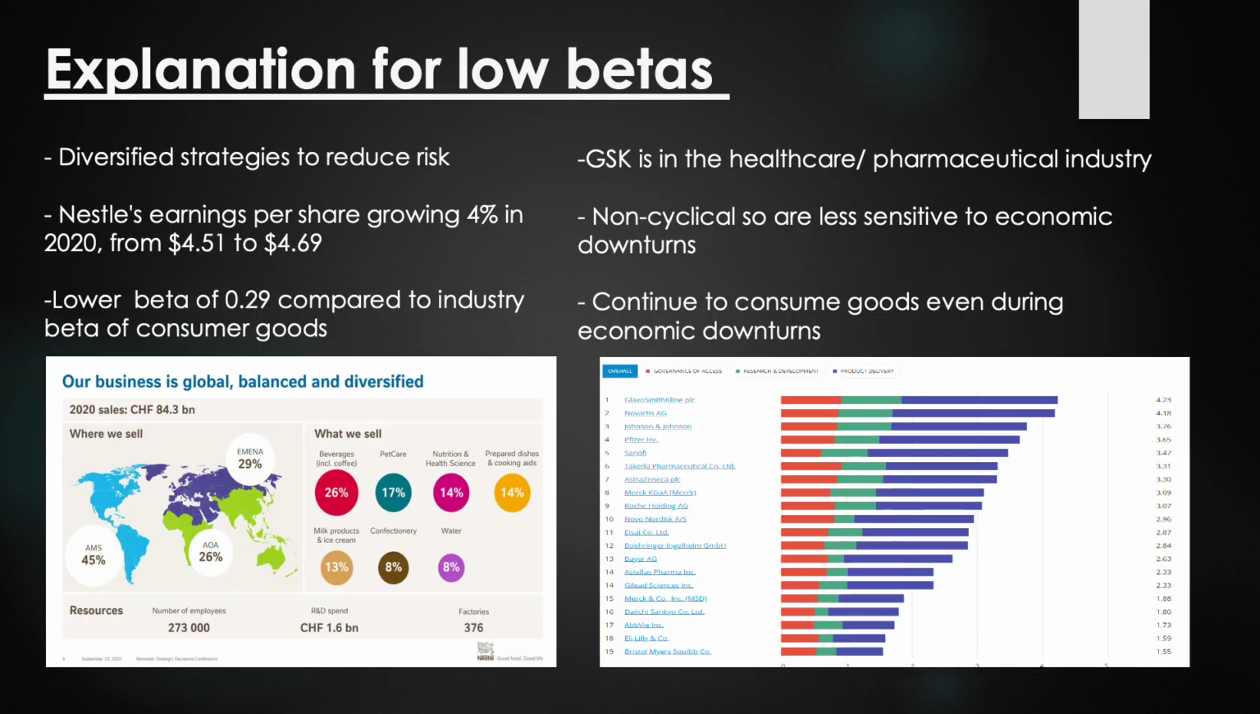Explanation for low betas. Nestle is in the consumer goods industry, and GSK is a manufacturer of pharma products and is in the healthcare industry. Both GSK and Nestle have the same beta of 0.29, and both industries are considered to be non-cyclical, meaning that they consist of firms who are less sensitive to economic cycles.